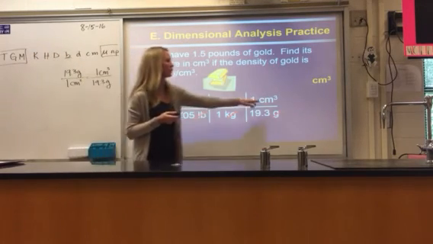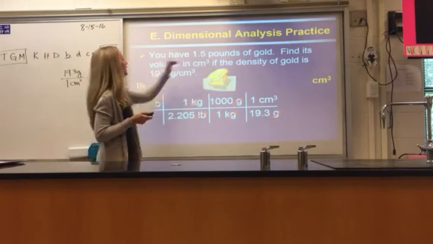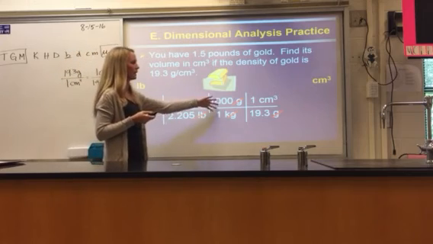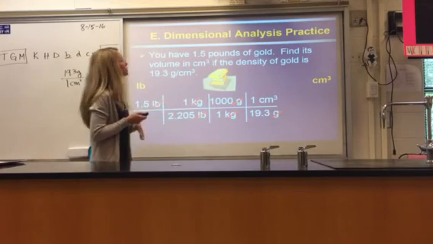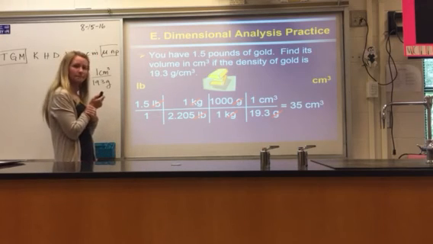So now our grams cancel out, we're in cubic centimeters, and now we look back to see how many significant figures we have. 2 here, 3 here, 4 here, exact, and 3. So that's 2 significant figures. That's all we can have in our answer. So you should get 35 cubic centimeters.